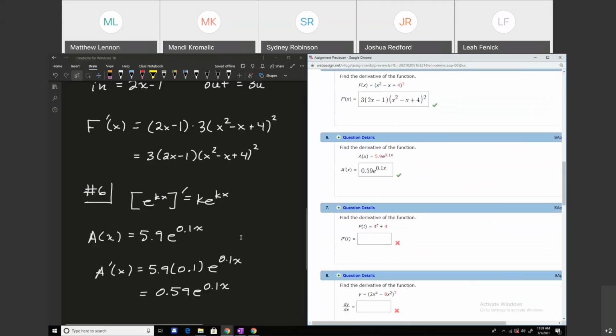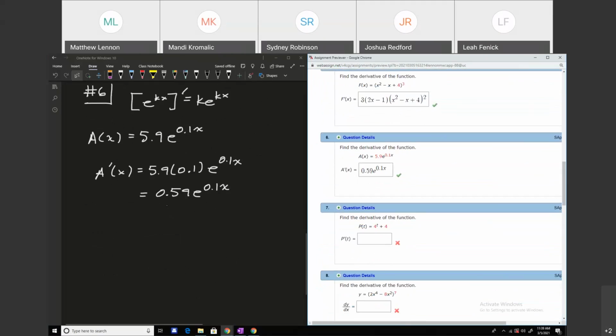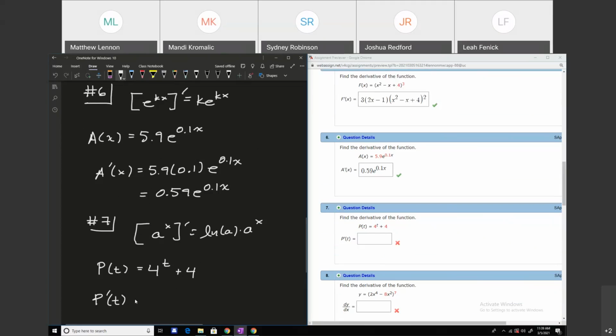Again, 7, just for recollection purposes, we'll run through really quick, but it's really easy. Remember, if you ever have the derivative of something like a to the x, the derivative is just the natural log of a times a to the x. So if we have p of t is 4 to the t plus 4, when you take the derivative, the plus 4 part's going to go away. So really, we're just taking the derivative of 4 to the t, which is the natural log of 4, that base, times 4 to the t.